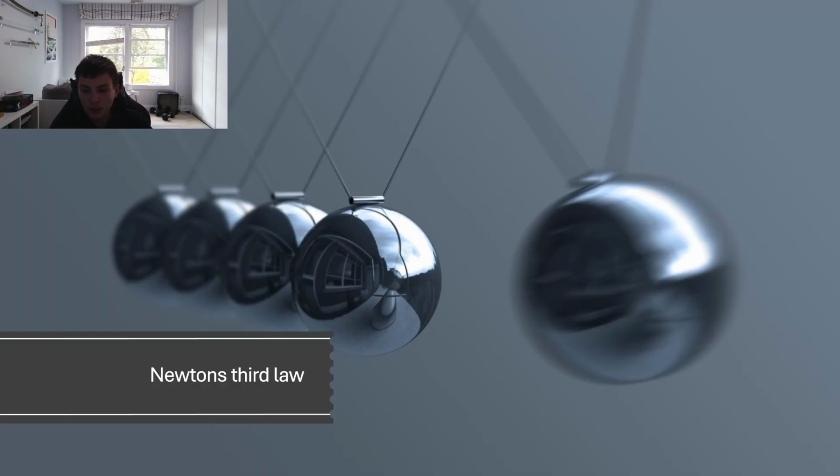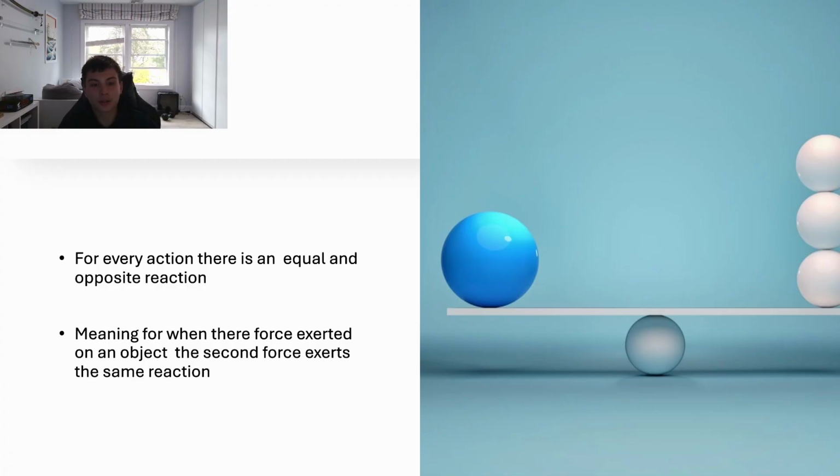Now we can move to Newton's third law. Newton's third law means for every action, there's an equal and opposite reaction. Meaning, imagine jumping off a small boat. As you push down, the boat moves backwards. This is equal to the opposite reaction of your jump.